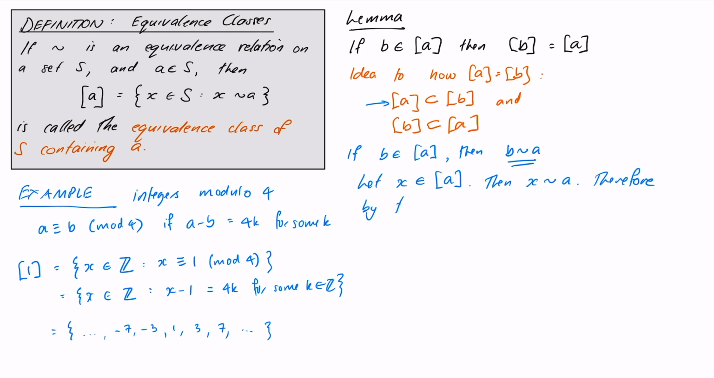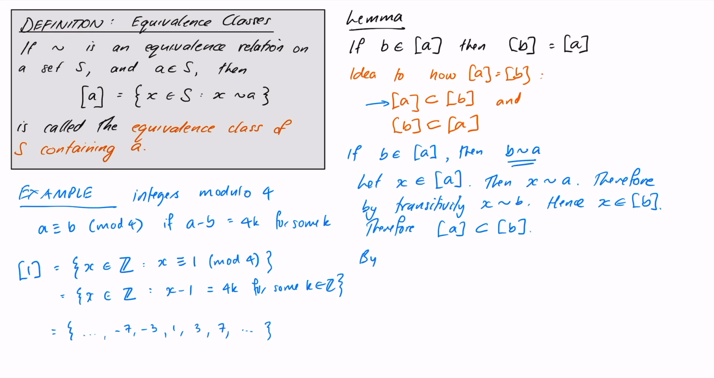Therefore, by transitivity, X is also equivalent to B. And if X is equivalent to B, that means X is a member of the equivalence class containing B. So what we've shown is that no matter which X we pick from the equivalence class containing A, it's automatically going to be in the equivalence class containing B also, which means that the equivalence class containing A is a subset of the equivalence class containing B.